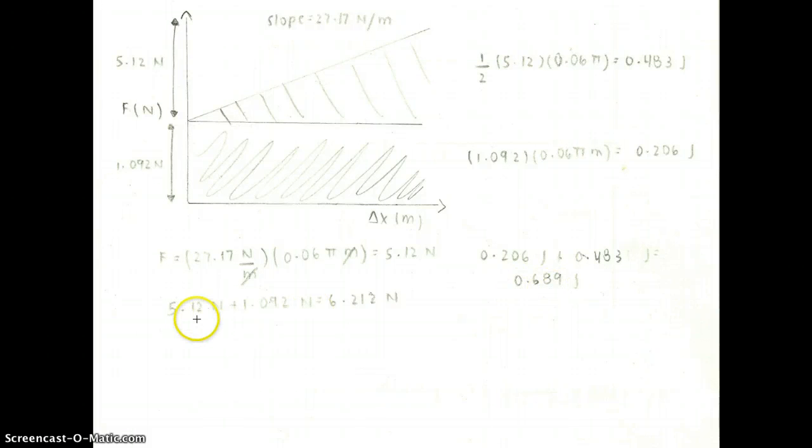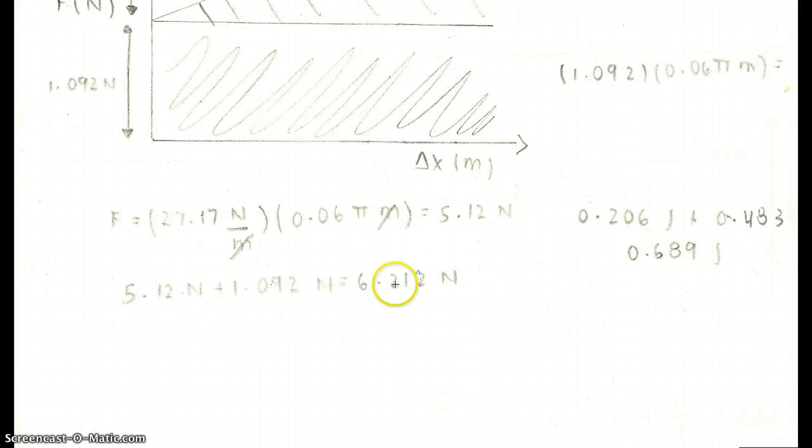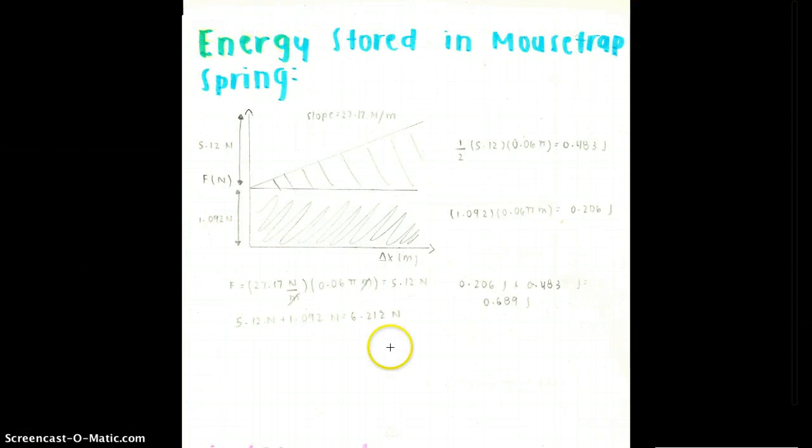0.689. And down here, all we did was add 5.12 plus 1.092 newtons to find 6.212 newtons of force from our graph.